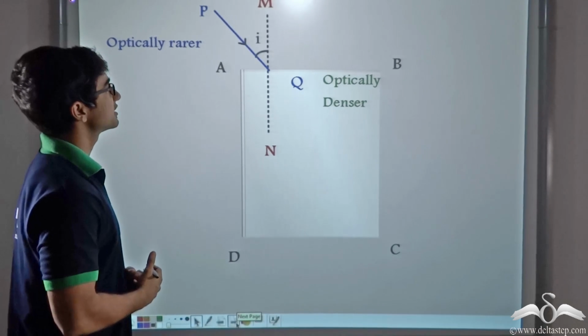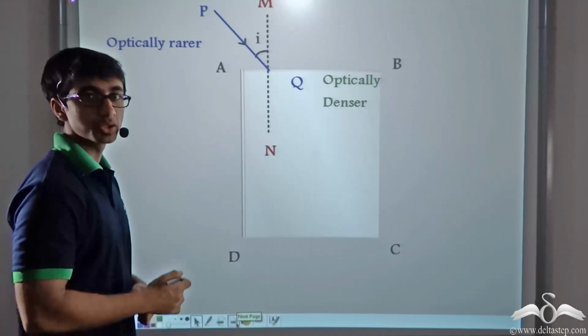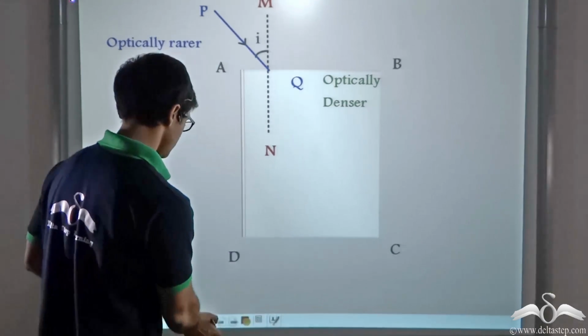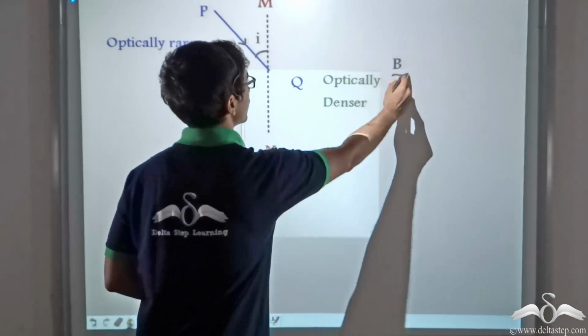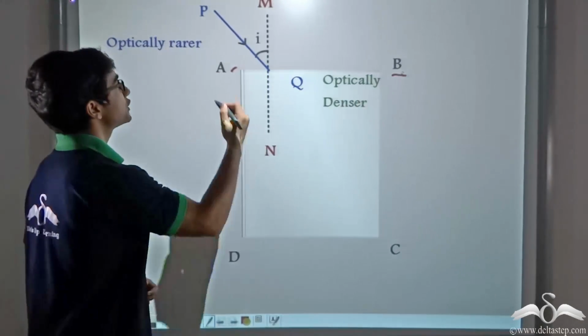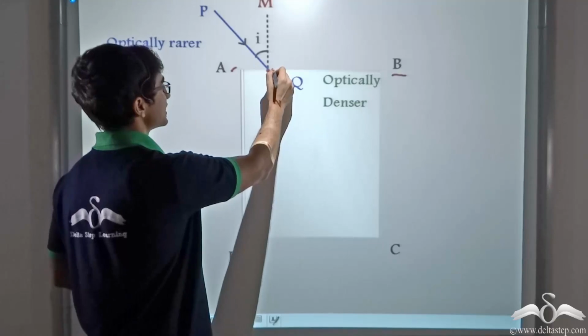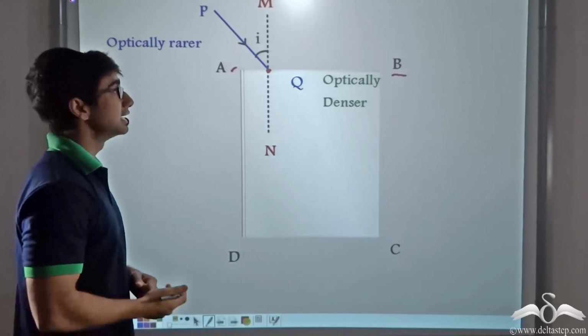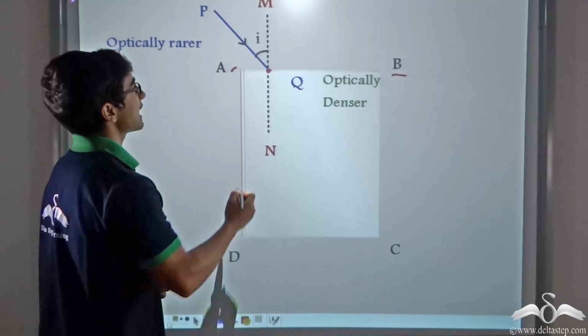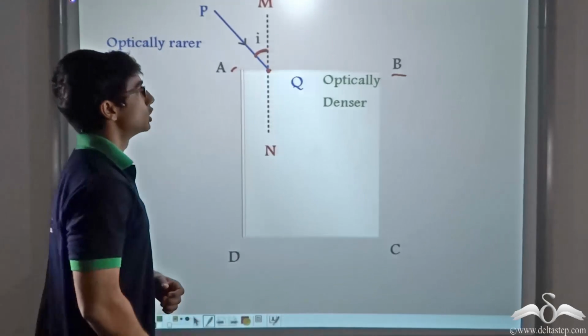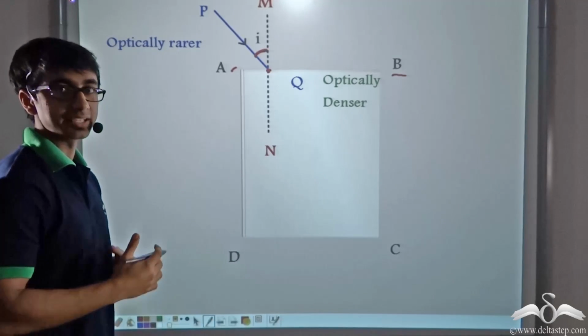Now here we have considered an incident ray PQ that is incident on surface AB of the glass slab. Now if we draw a normal at the point of incidence, that is Q, we will find that the ray PQ is making an angle I with the normal. So the angle of incidence is I.